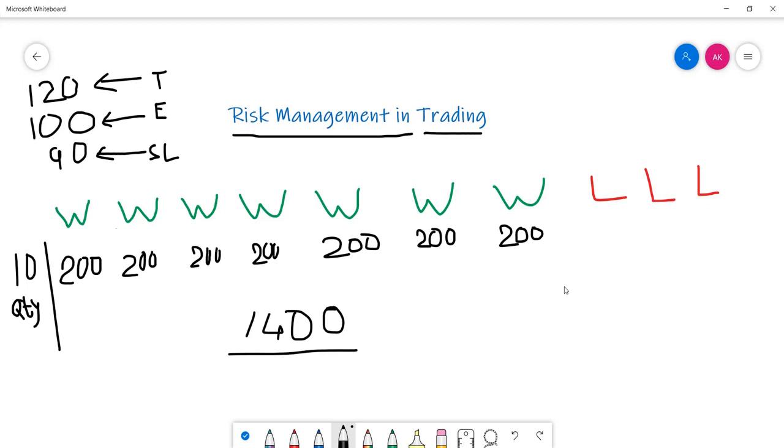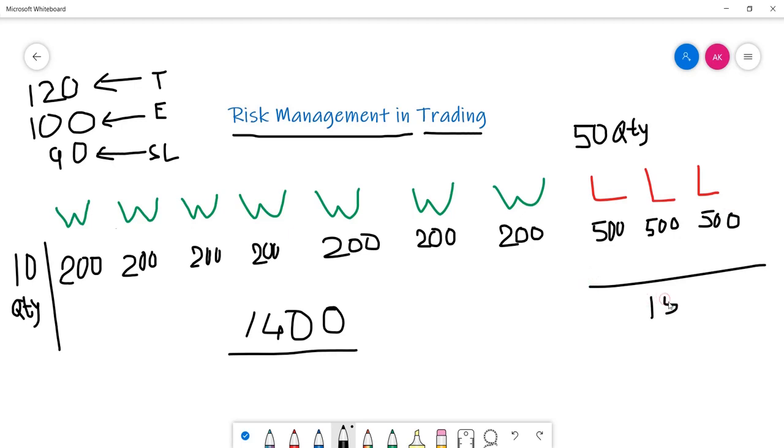After the 7th win you decide, oh, I am winning, that's fine, so in the 8th trade I increase my quantity to 50 before entering the trade. Let's say on all the next subsequent trades the quantity is 50, but you lose all 3 trades. How much you lose per share is 10 rupees, right? So it will be 500 rupees loss in each trade. So your total loss is 1500 rupees.